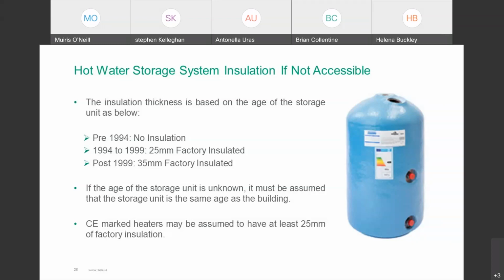It's fine. So Brian was going through the insulation thicknesses there. So there's guidance in the NEAP survey guide by age for the default efficiencies, and generally it's done on building age, but there is just a helpful thing whereby CE marked heaters can be assumed to have an insulation of 25 millimeters. And that's because the CE marking came in after 1994. So if you see a CE mark in heaters post 1994, that's helpful to fit your rating if you have a lot of age.